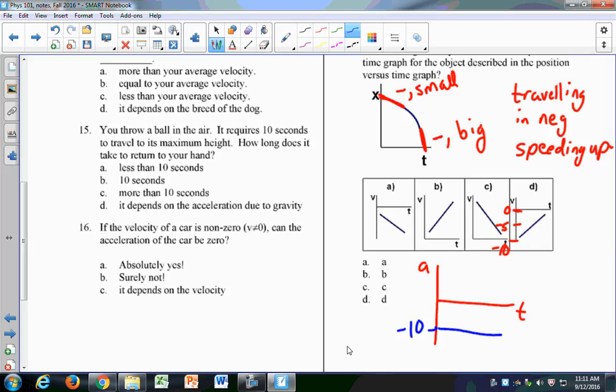Okay? I have pulled, too, a few tests from your quizzes, from your OpenStax quizzes. So they aren't the same numbers, but they're very similar questions.